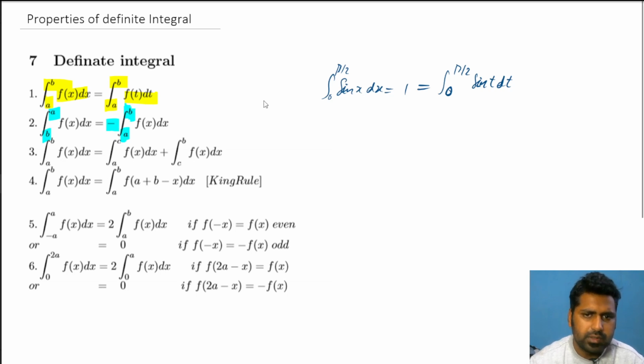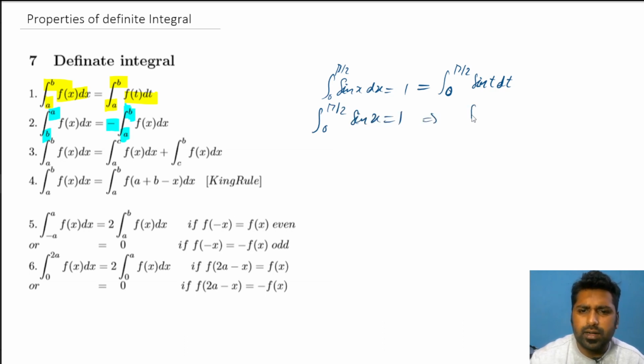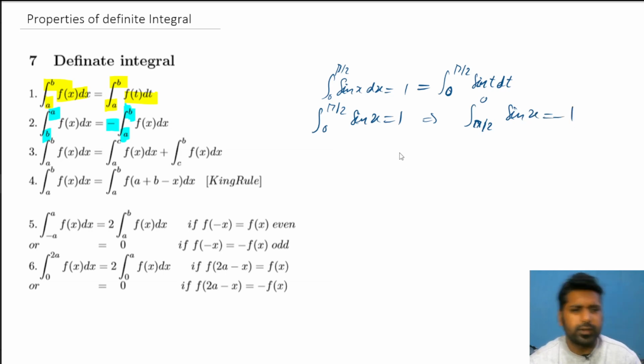Same question, let's say 0 to pi by 2. Same example, integral of sin x is 1. Then I ask you, what is integration pi by 2 to 0 of sin x? You'll say if this is 1, then this is minus 1.